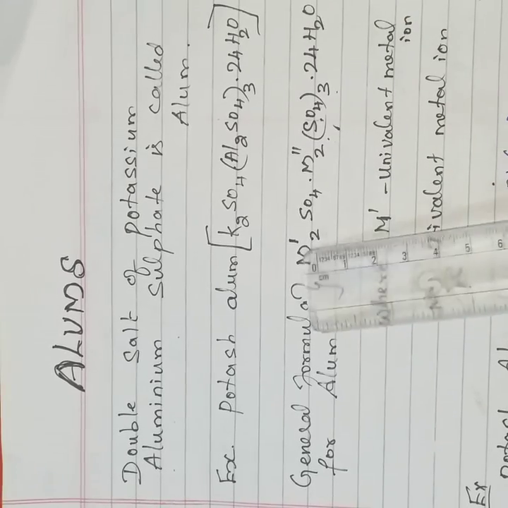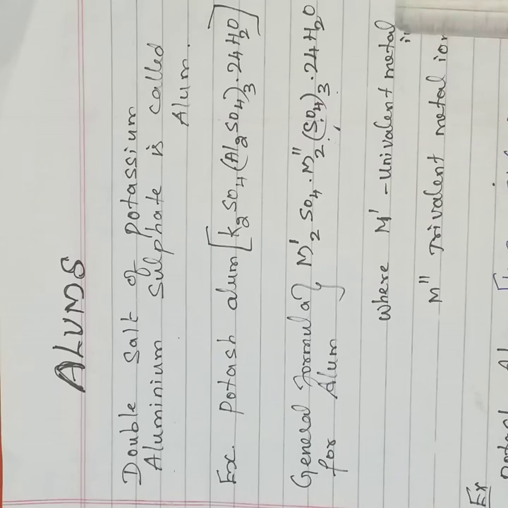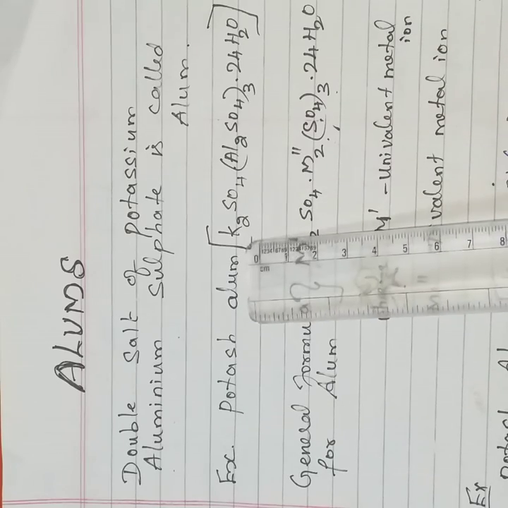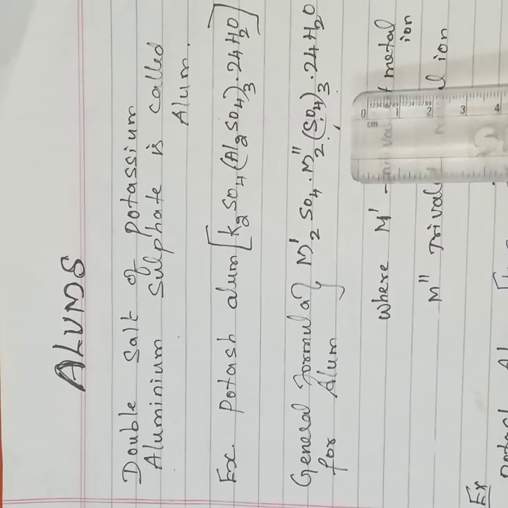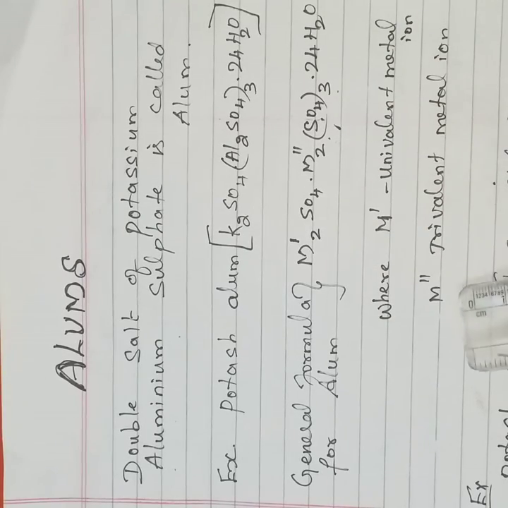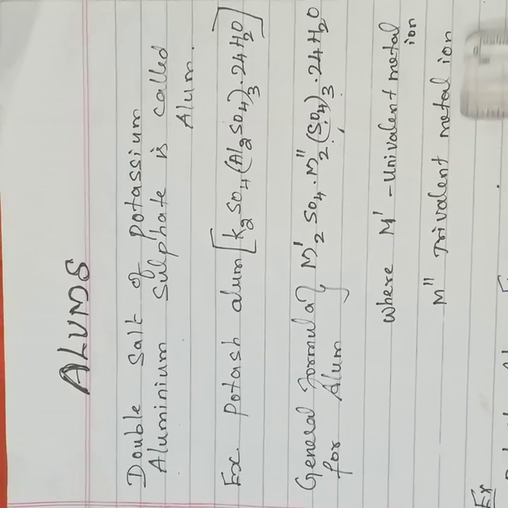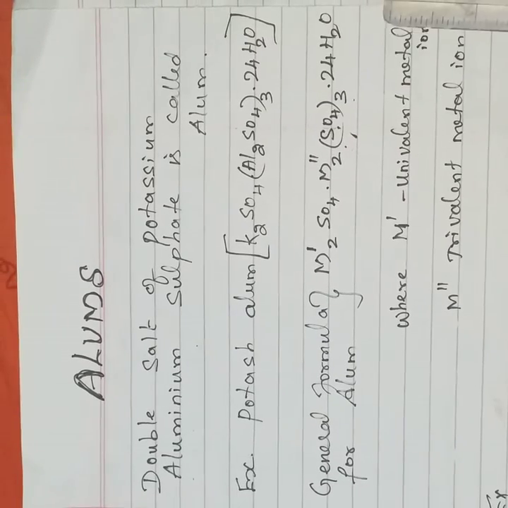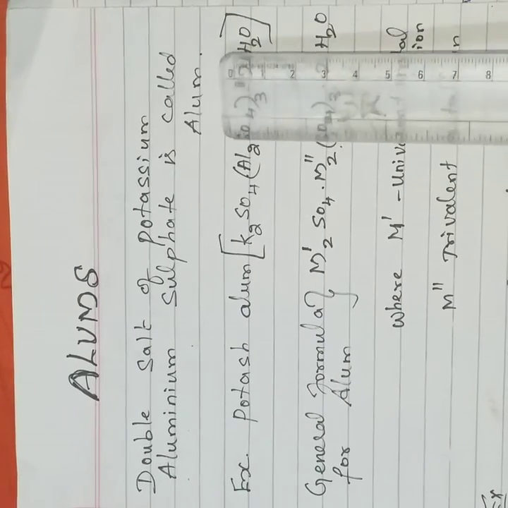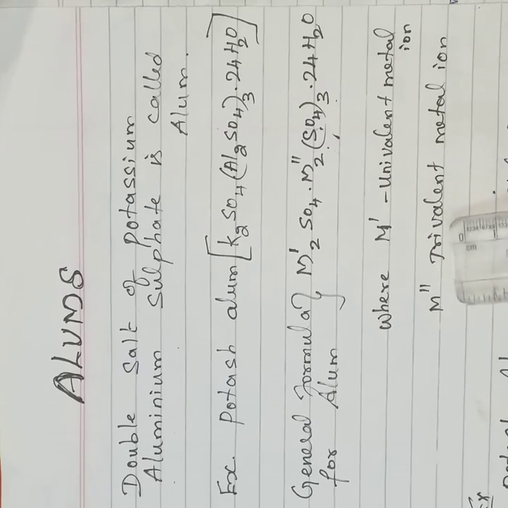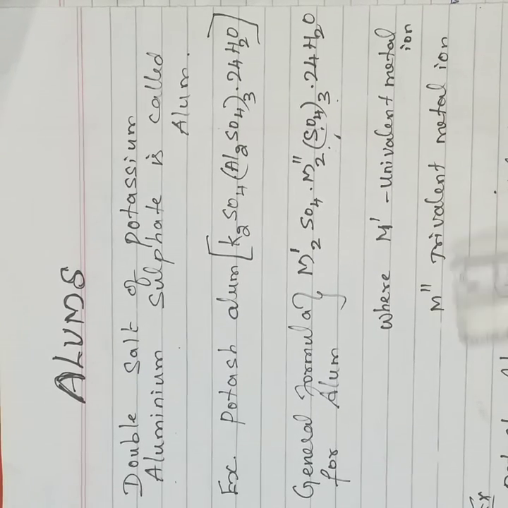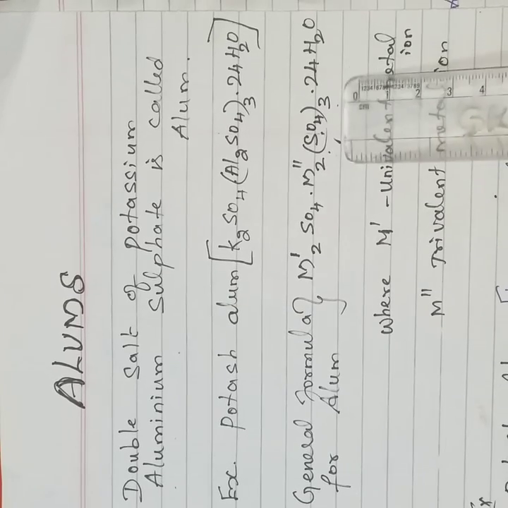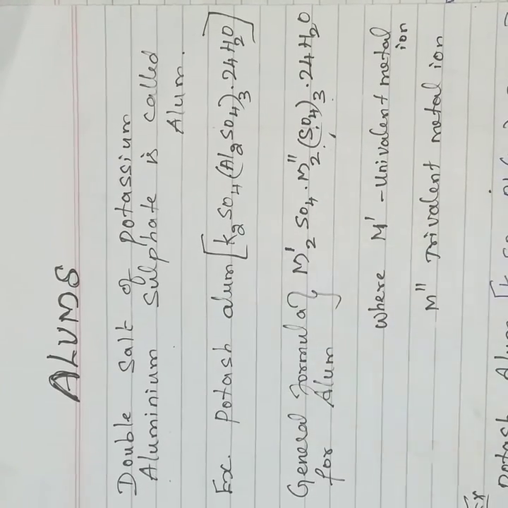Here M1 is a univalent metal ion, for example K+, Na+, NH4+. They are all univalent positive ions. And M2 is a trivalent metal ion, for example aluminium, Al3+. Its valency is 3+, that's why it is a trivalent metal ion. The first metal should be univalent and the second metal should be trivalent. So this is the general formula for writing alum.